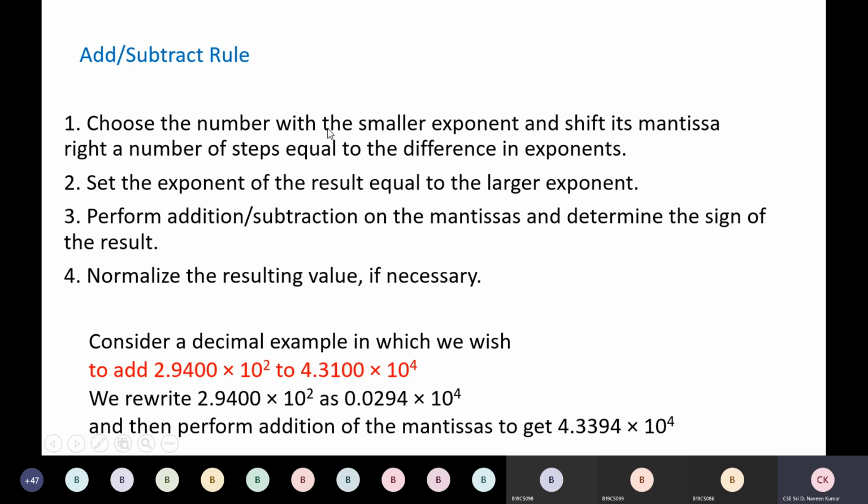First, choose the number with the smaller exponent and shift its mantissa right a number of steps equal to the difference in exponents. Set the exponent of the result equal to the larger exponent. We'll see these 2 steps in an example. With this example you can understand.